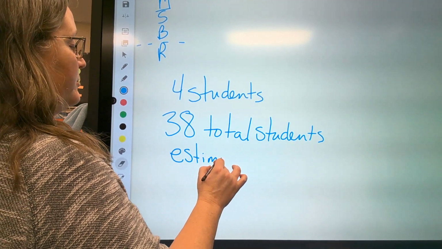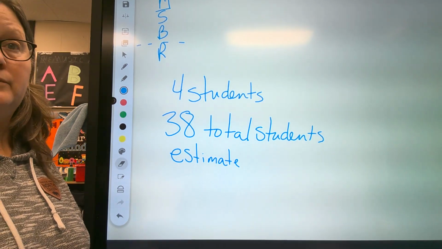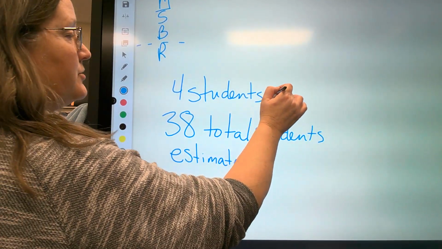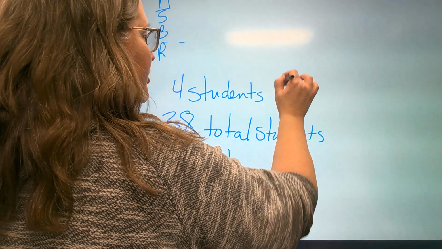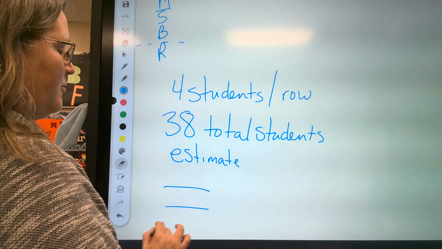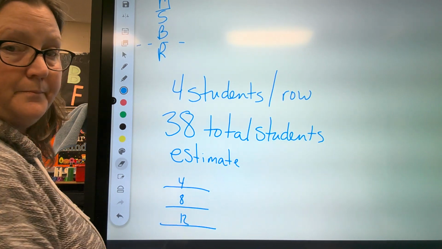What am I going to do with one or more of my numbers? Round. I'm going to round, okay? So there's 38 students, 4 students per row, okay? So here's my first row, my second row, my third row. There's 4, 8, 12, right?